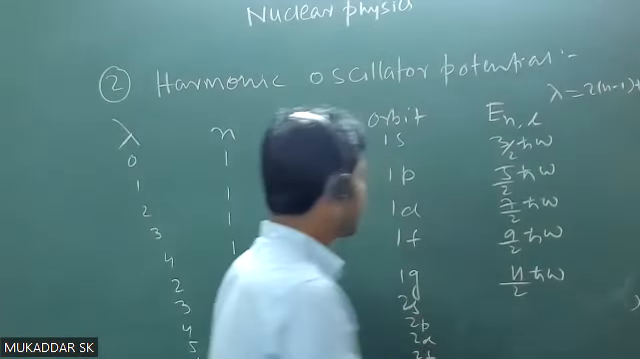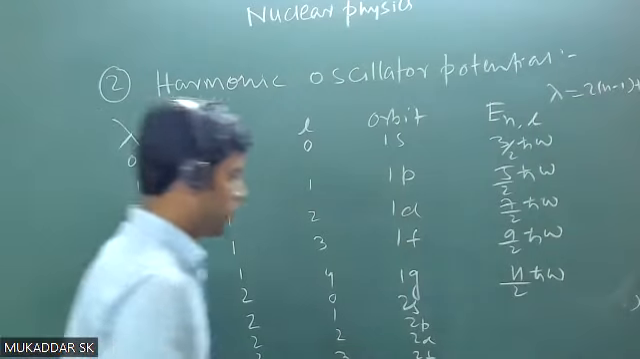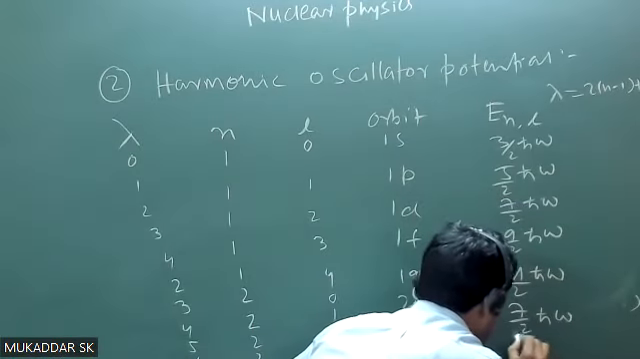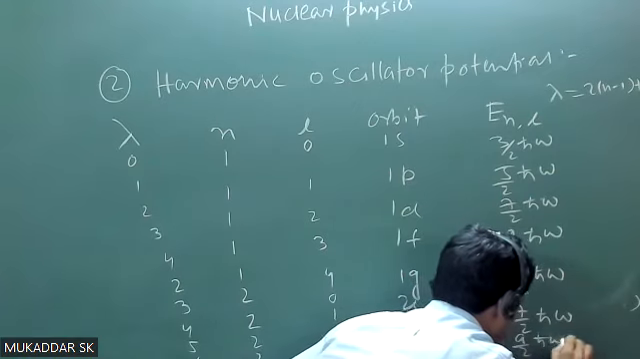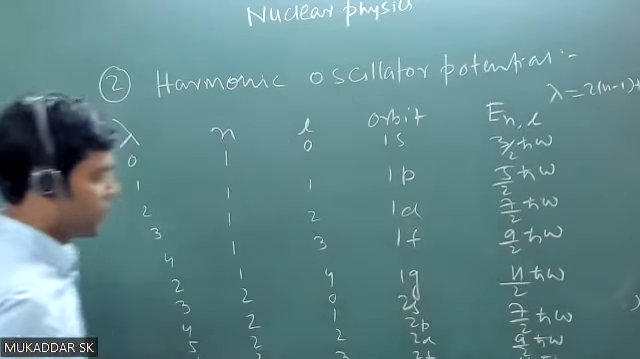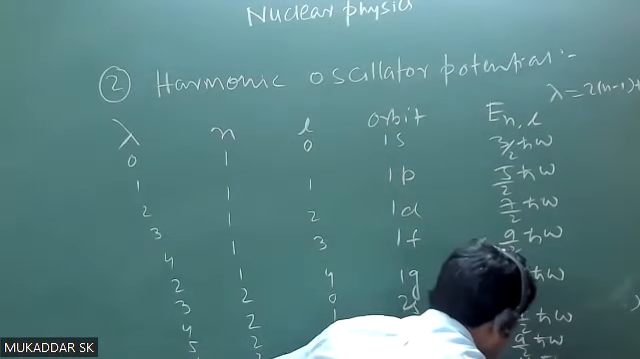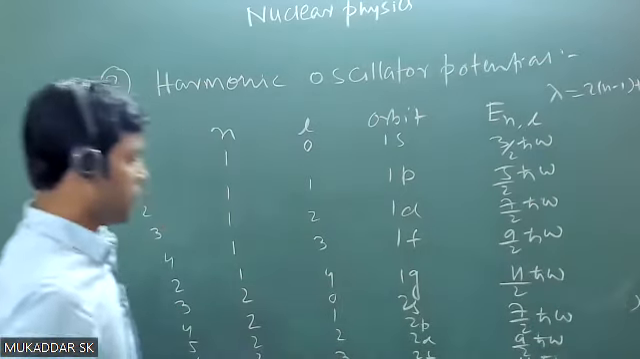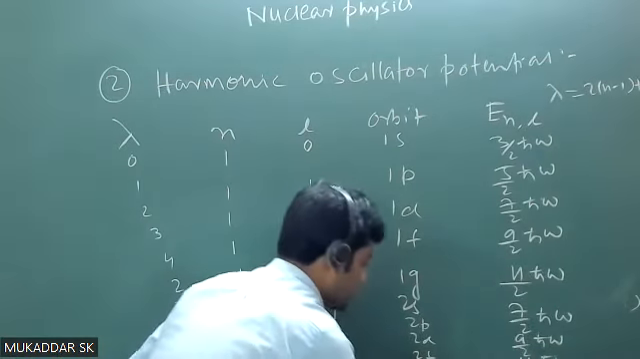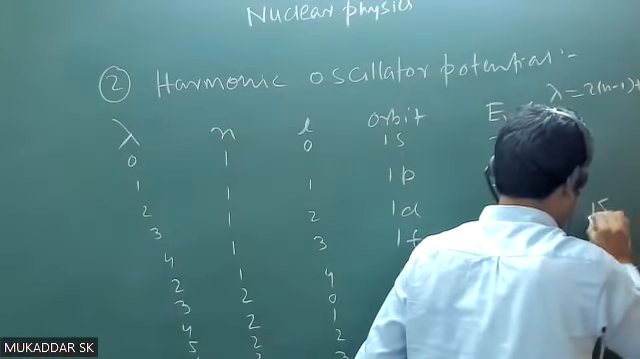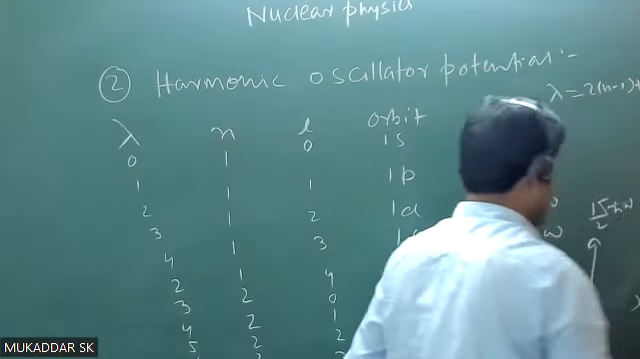That will be 7 by 2 h cross omega. Then 9 by 2 h cross omega. Then 11 by 2 h cross omega. Then 13 by 2 h cross omega. And the last one will be 2g. For 2g, energy will be how much? Here I am writing. That will be 15 by 2 h cross omega.